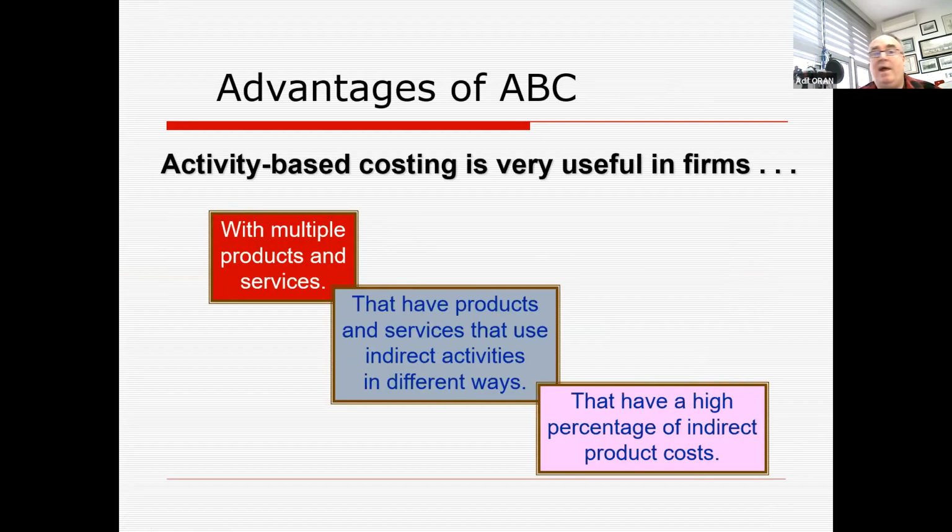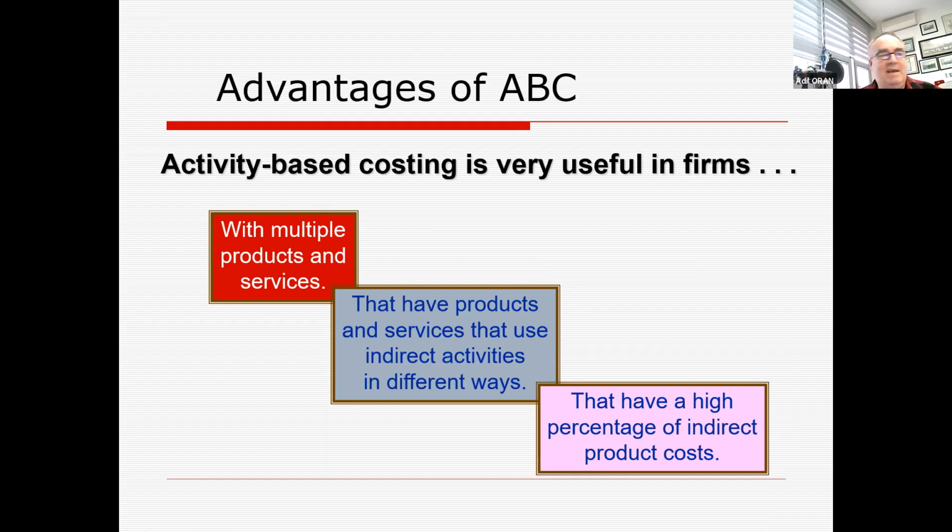So when does using ABC make the most sense? If you're only producing a single product, don't worry about using ABC, because all you need to do to assign the direct materials, direct labor, and manufacturing overhead is keep track of all the costs, divide by how many units you produced, and you'll get the same number whether you use ABC or traditional costing. You don't need to do anything fancy.